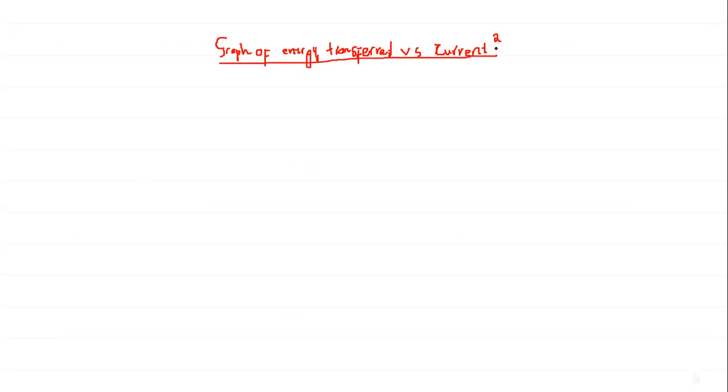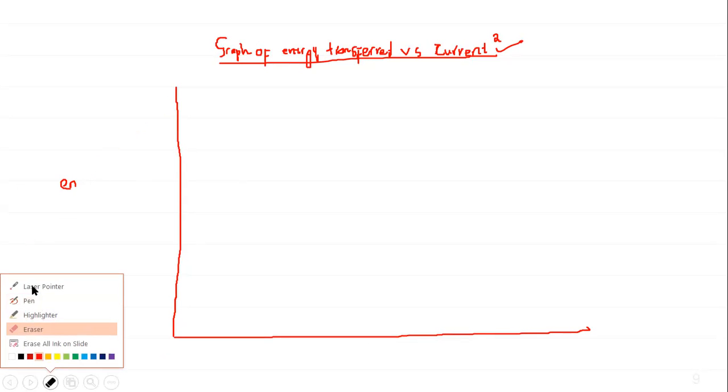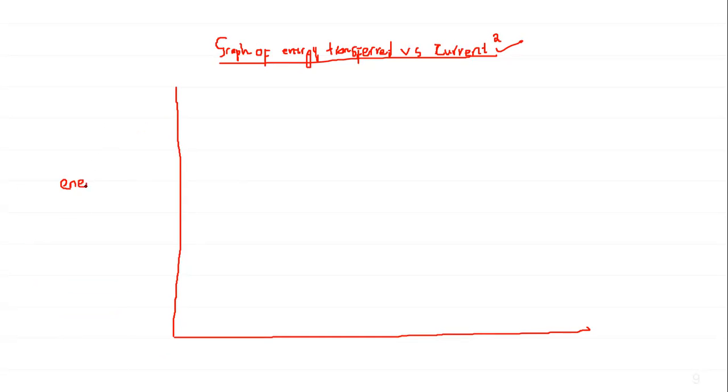So when you give the title, you don't have to give the unit of the variables. So our variables there are energy transferred, and the other variable is current squared. Then I will draw my axis. Then we note on the y-axis, it must be energy transferred. And my dear learners, I prefer to write it in full. So this is energy transferred.